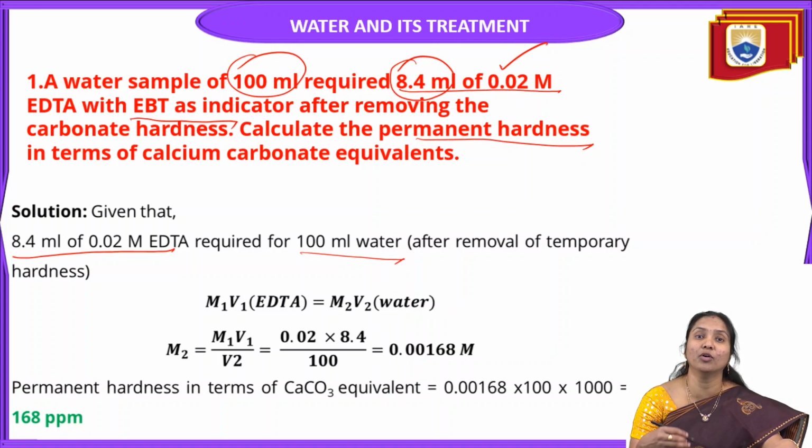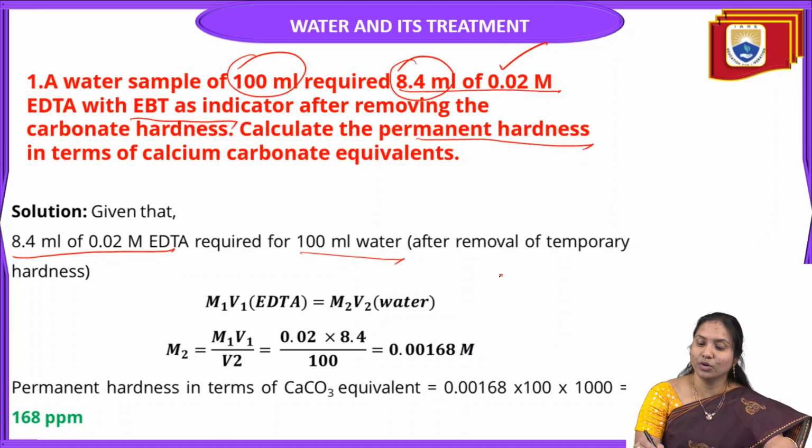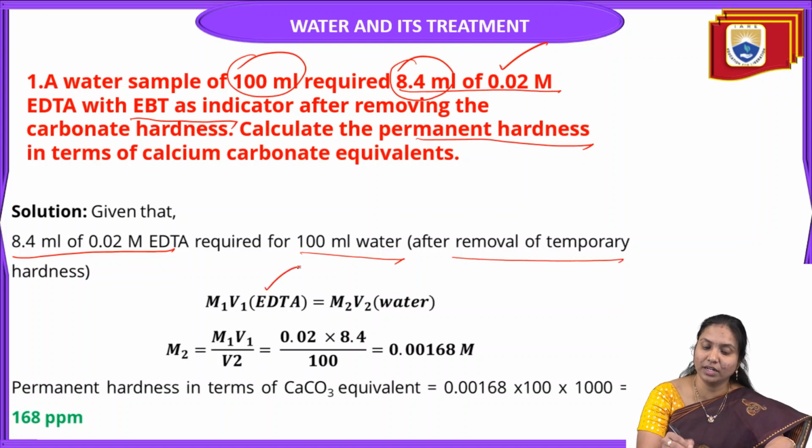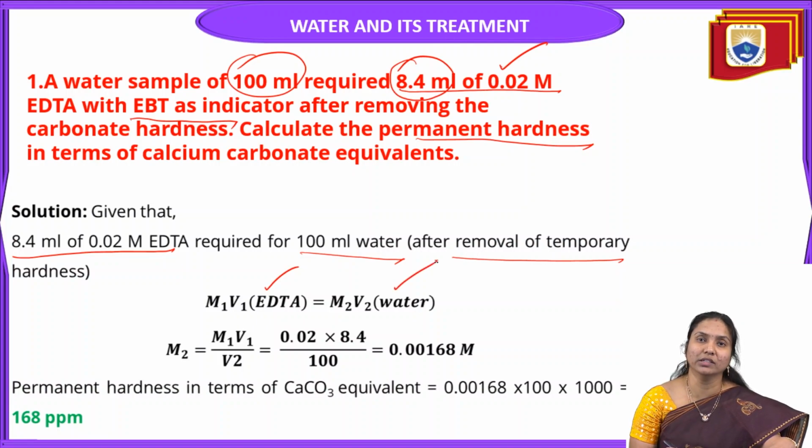The volume of EDTA is 8.4 ml and the molarity of the EDTA is 0.02 M. This is the data after removal of temporary hardness. The formula we are using here is M1V1 equal to M2V2. Here M1V1 is related to EDTA and M2V2 is related to water.